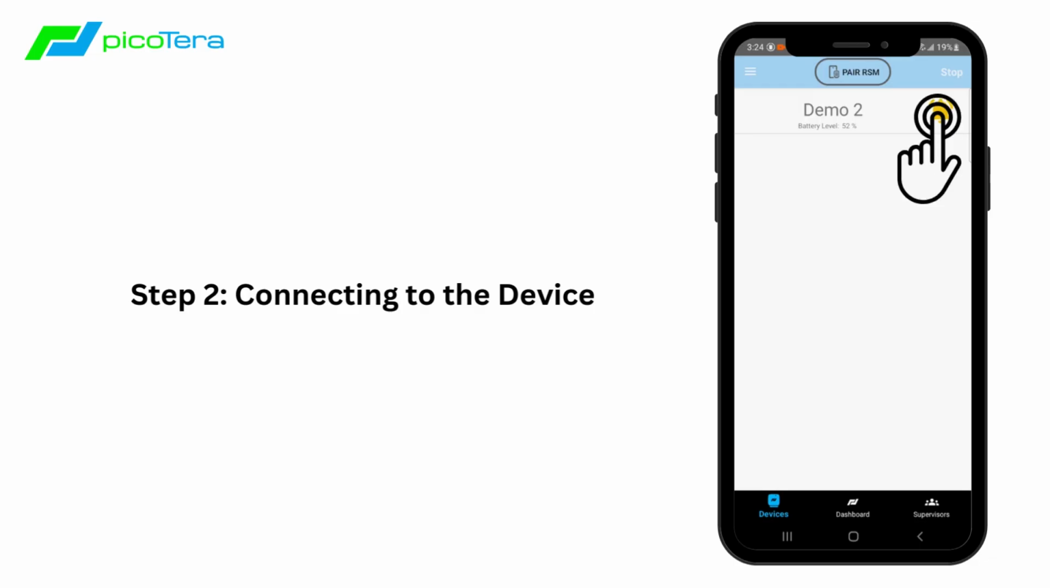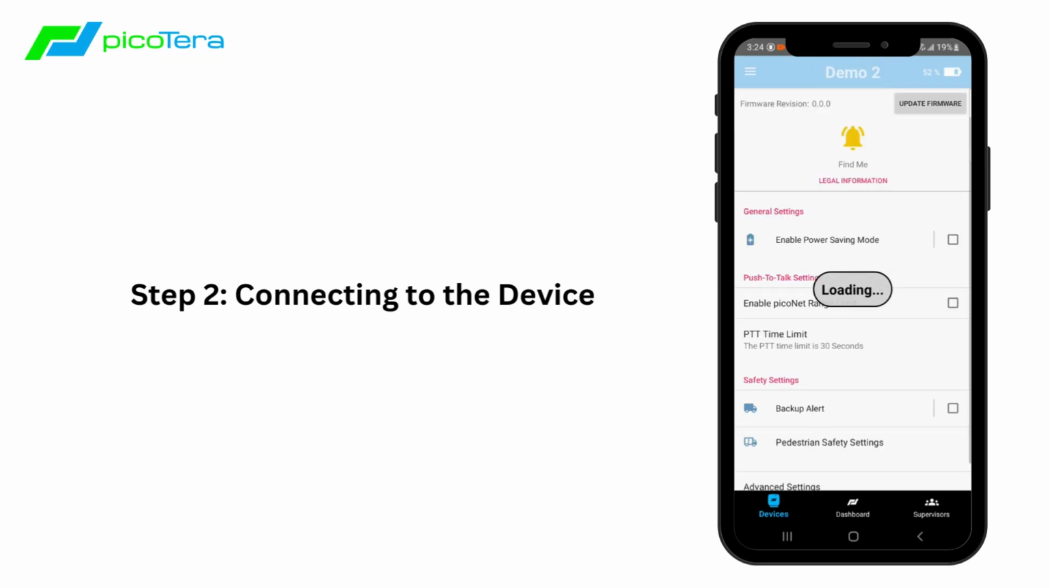To help locate the device, press the bell icon. The device will flash and beep multiple times. Please select the device from the list of available devices. The companion app will then begin connecting. Once connected, the settings page will appear.